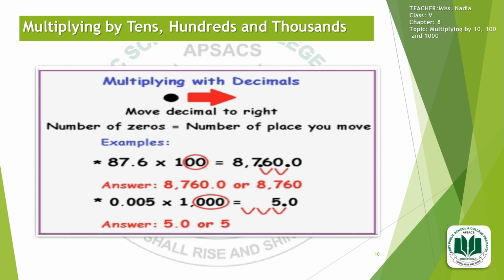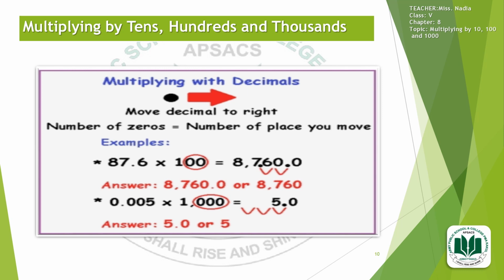For example, 87.6 multiplied by 100. Here we have one digit after decimal point, so we add the second digit 0 for movement of decimal point. Now the decimal point is after two digits, that is 8760.0. You can write this number as 8760. Second example, 0.005 multiplied by 1000.